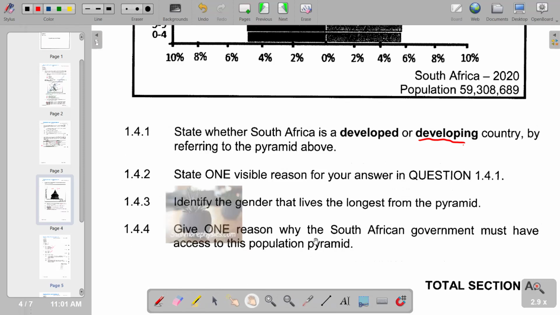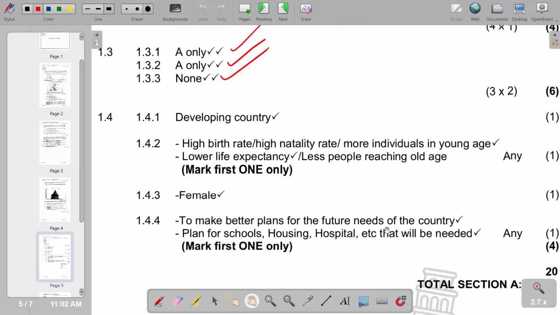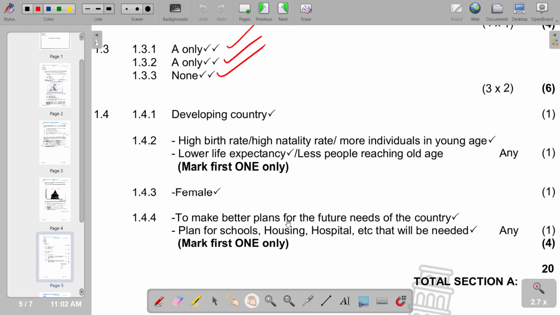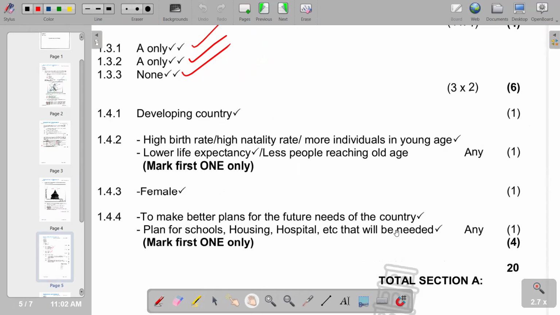Give one reason why the South African government must have access to this population pyramid. So it's to make better plans for the future needs of the country, and also to plan for schools, housing, hospitals, etc. that will be needed. So basically, that's what we have on 1.4.4. And then this marks the end of section A with a total of 20 marks. And of course, we need to move on to the next question, which is on section B.